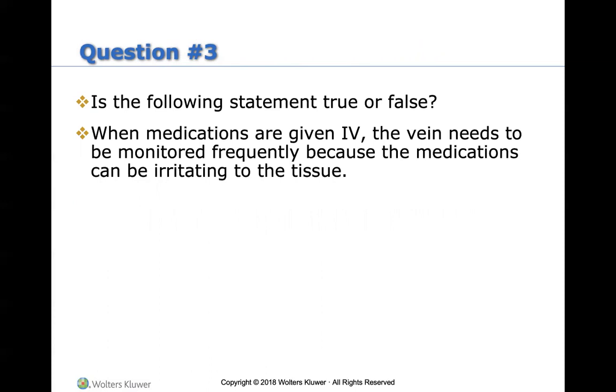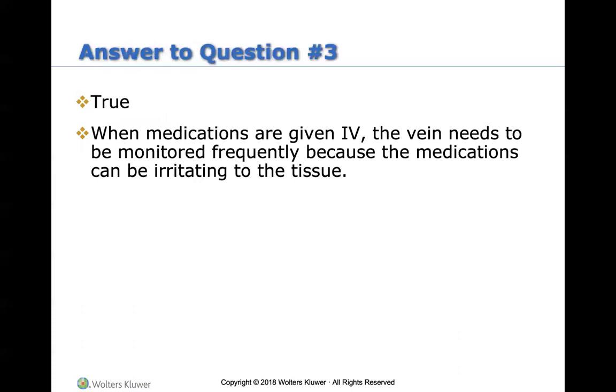And now we've got a question to test our knowledge. Is this statement true or false? When medications are given IV, the vein needs to be monitored frequently because medications can be irritating to the tissue. True or false? That's true. We talked about it multiple times, right? If it's IM, it can cause irritation in the tissues, obviously like the muscle layers that we're injecting it into, and we need to rotate those sites. And if it's being given IV, like this question talks about, we need to look at the vein and the insertion site of my IV for redness, tenderness, and some swelling.